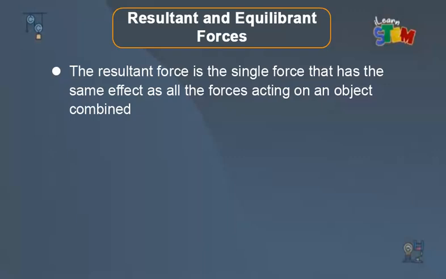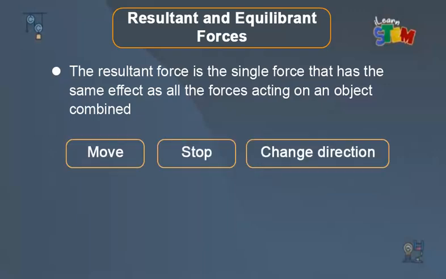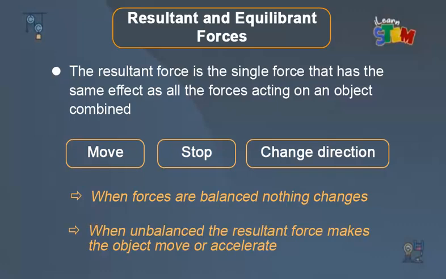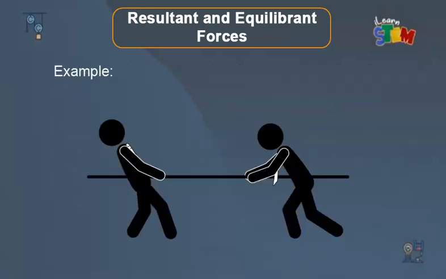Now, resultant force is the single force that has the same effect as all the forces acting on an object combined. It determines the object's motion or lack of motion. It tells us if the object will move, stop, or change direction. When forces are balanced, nothing changes. When unbalanced, the resultant force makes the object move or accelerate. Example: in a tug-of-war game, the team with the greater force wins, creating a resultant force in their favor.